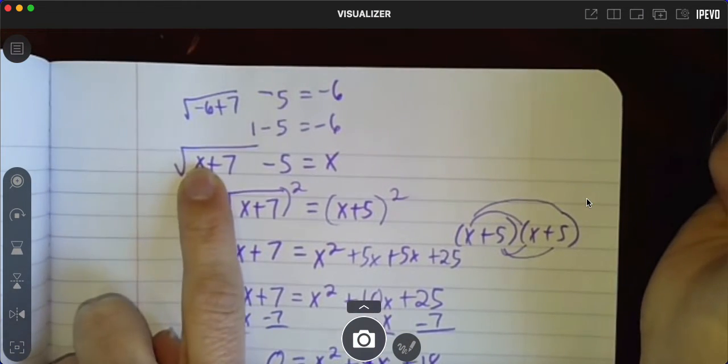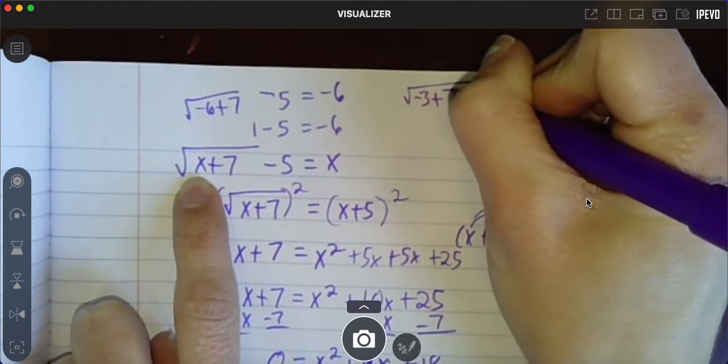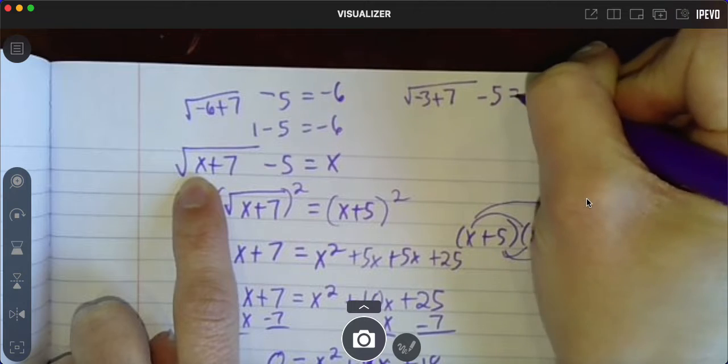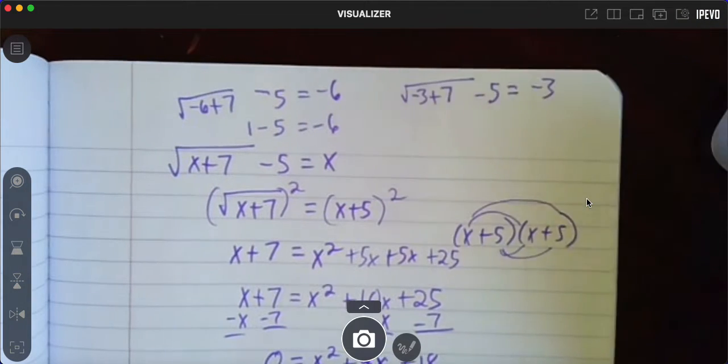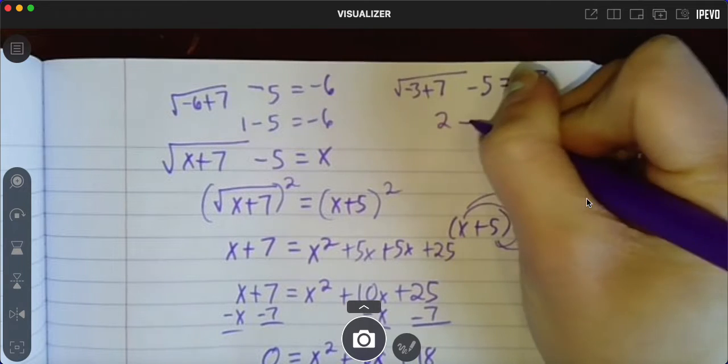Now let me try the -3. The square root of -3 plus 7 minus 5 equals -3. So that's equal to 4. So I get the square root of 4 is 2.